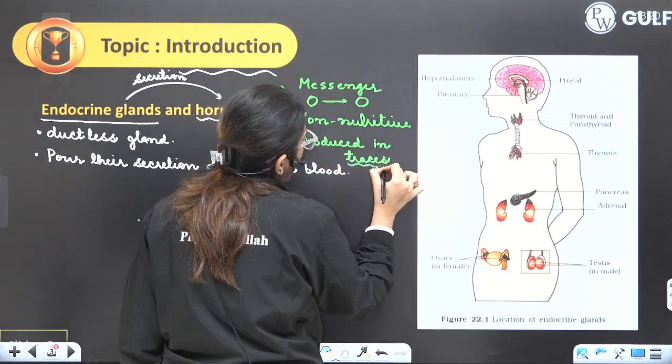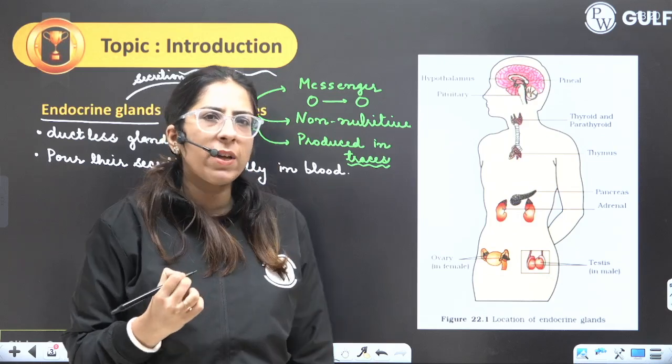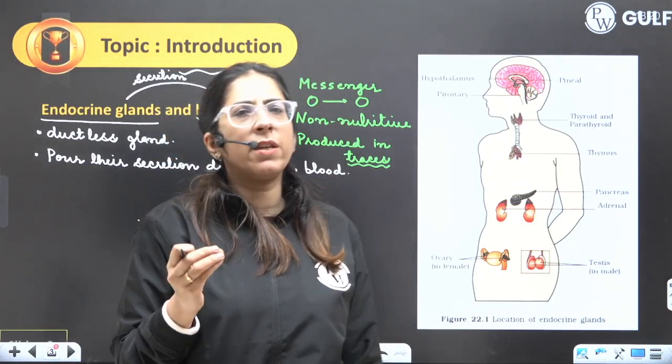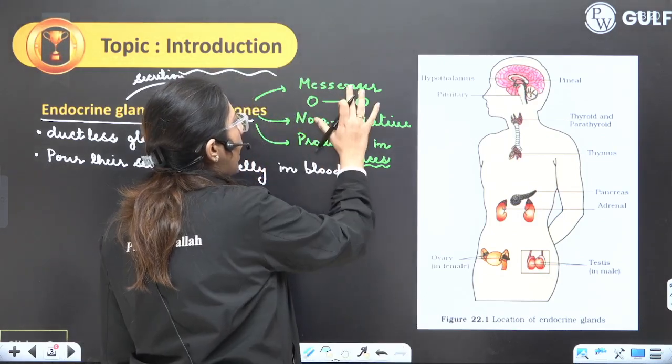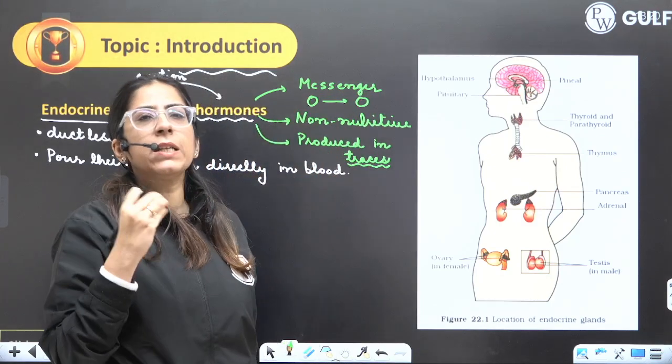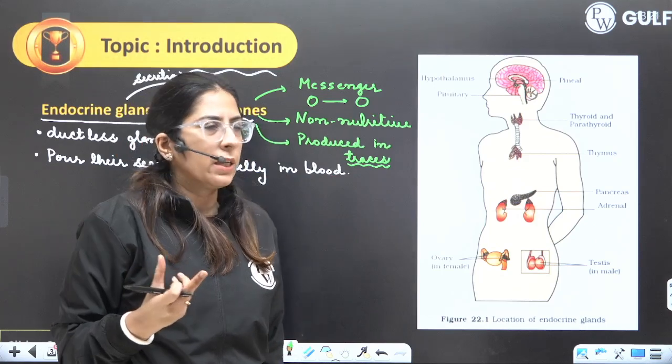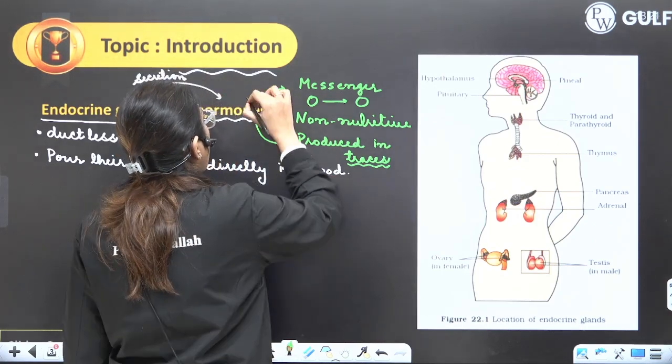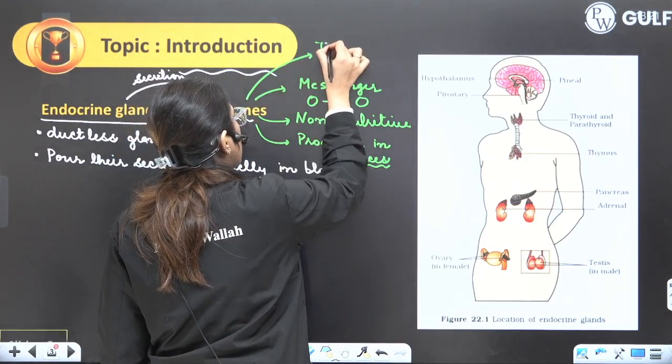Traces means very less amount. Major amounts are not required, a very small amount will be synthesized. So they act as a messenger. One cell will synthesize it, one cell will secrete it, and another cell will respond accordingly. Right? Now let's talk about the different types.